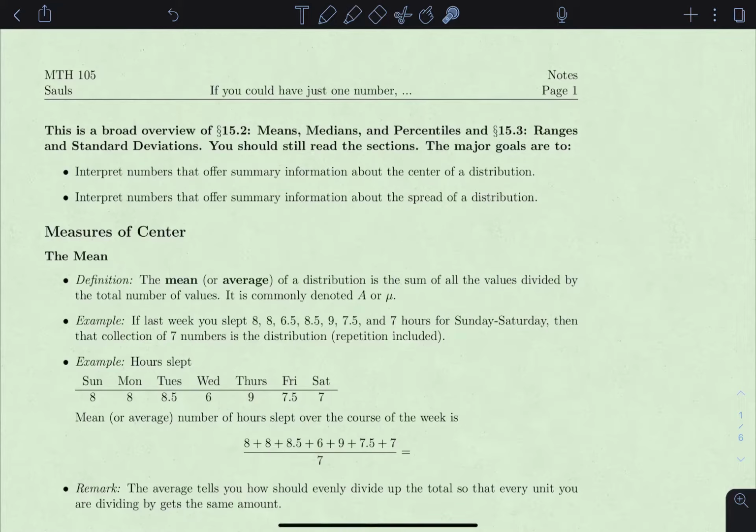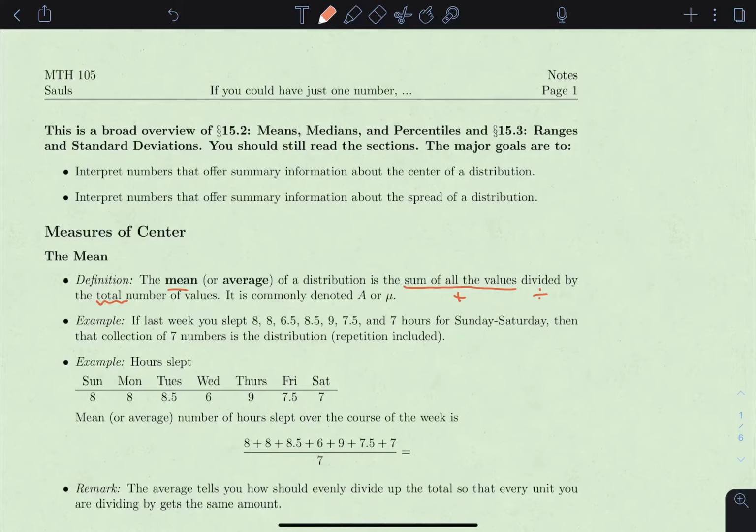Okay, so let's move on. The first measure of center that we're going to discuss is just the average. The average is also called the mean sometimes, and it is a number that you arrive at through a rote calculation. You sum all the values that you have in your distribution, and then you divide by the total number of values. So you count them all up.